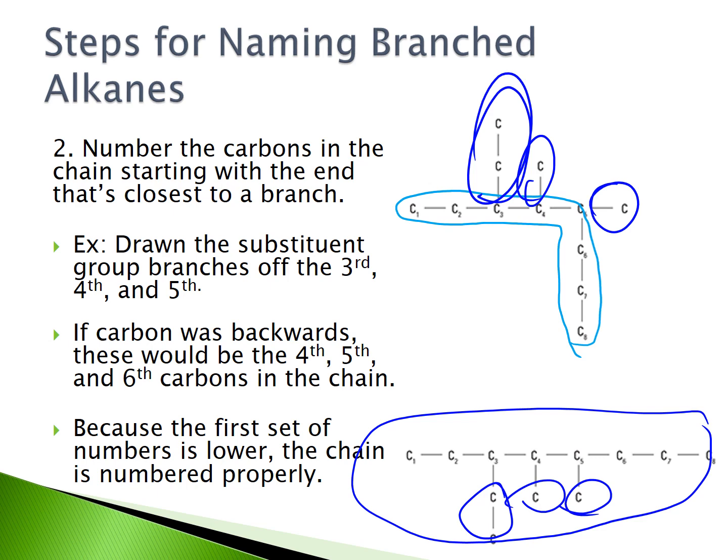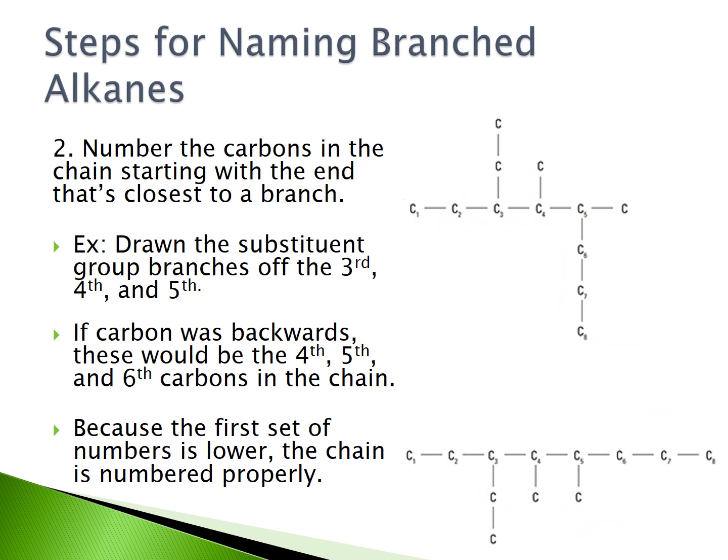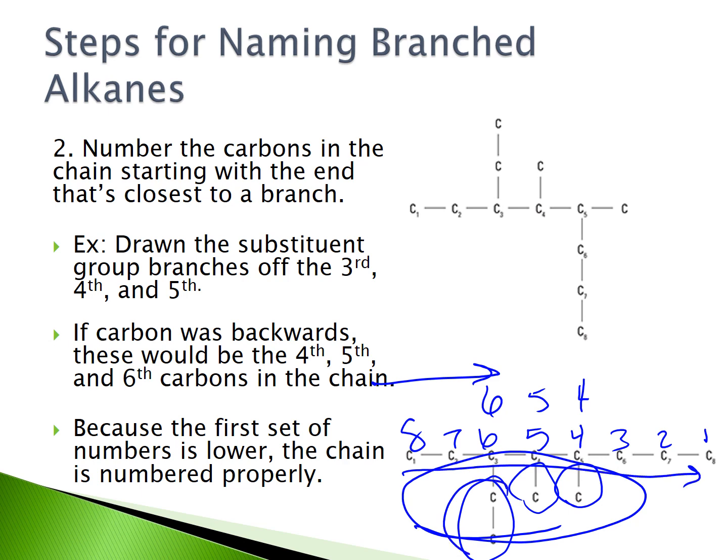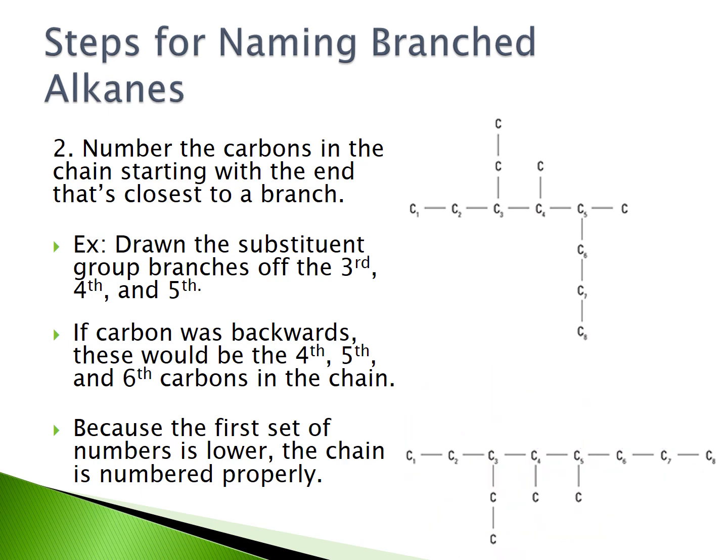When I look at this, it says number the carbons in the chain starting with the end that's closest to the branch. So as they drew it, they numbered it. We have a branch off of 3, 4, and 5. Now if I drew it the other way and labeled this as carbon 1, 2, 3, 4, 5, 6, 7, 8, I have my branches starting at 4 all the way to 5 and 6. Whereas on this one, where I went this direction starting at 1 going to 8, I started my first branch at 3. So that's how you need to count them.